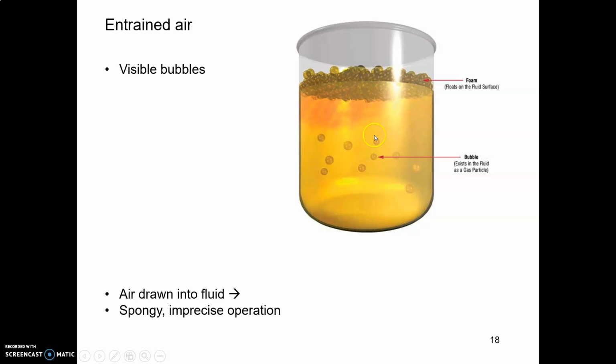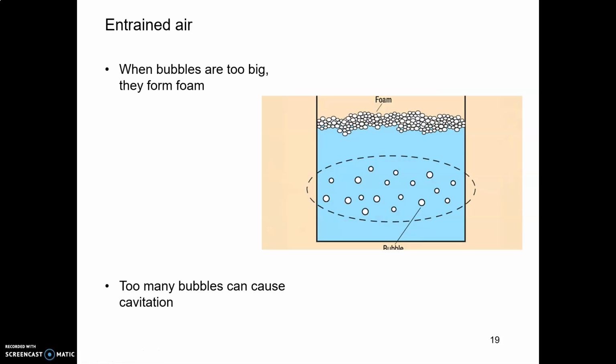So oil is a non-compressible fluid, and when you've got air bubbles in there, suddenly it is compressible, so it's, as you see at the bottom, spongy. It's not a precise operation. And then you can get foam on the top caused by those air bubbles, which would appear in your tank. If you have too many bubbles, you can wind up with a situation that is severe, and that's called cavitation.